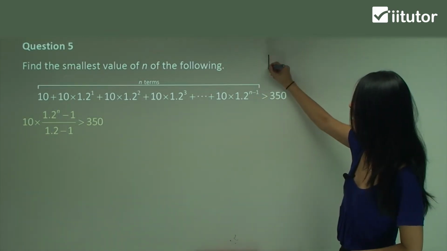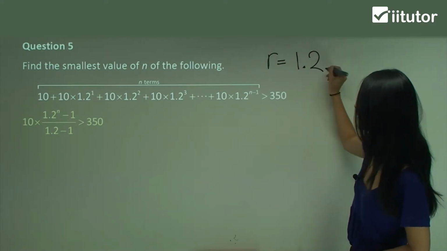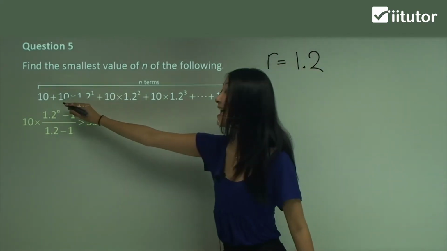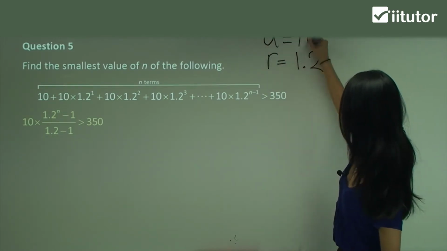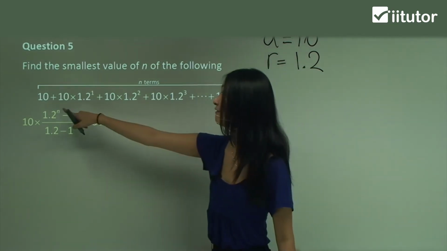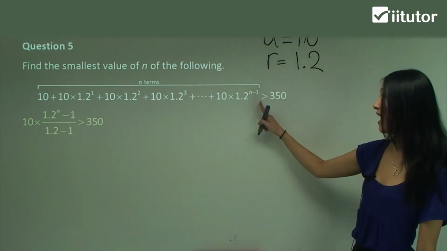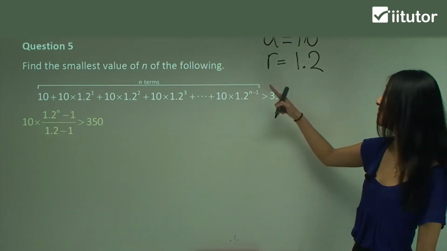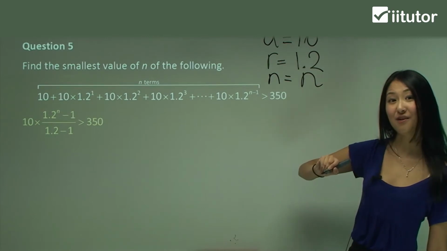So we know that R should be 1.2. Now that means that 10 is our first term, so A should equal 10. And the number of terms, because essentially we have 1.2 to the power of 0 here, that adds 1 to our n minus 1 here. So there's going to be n number of terms, okay?